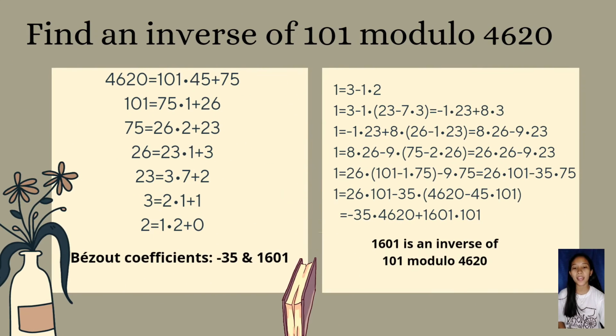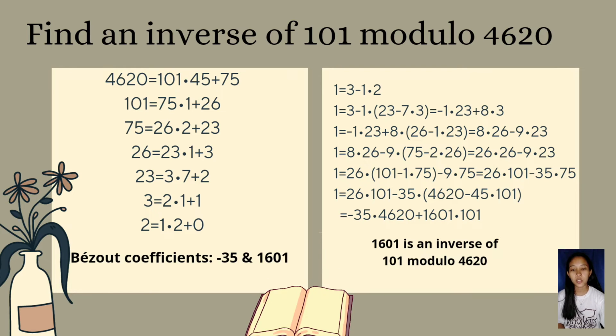So for example, find an inverse of 101 modulo 4620. So first, use the Euclidean algorithm to show that the GCD of 101 and 4620 is equal to 1. So this is the Euclidean algorithm process. 4620 divided by 101 is 45. Kaya ang magiging process nito is 4620 is equals to 101 times the quotient plus the remainder. Kaya nagkaroon tayo ng 4620 is equals to 101 times 45 plus 75.